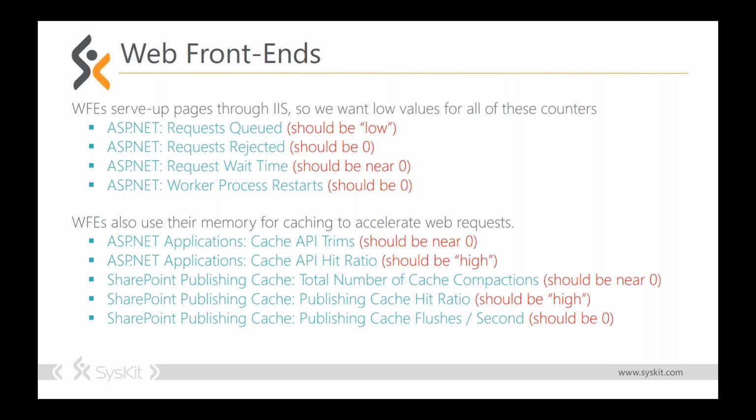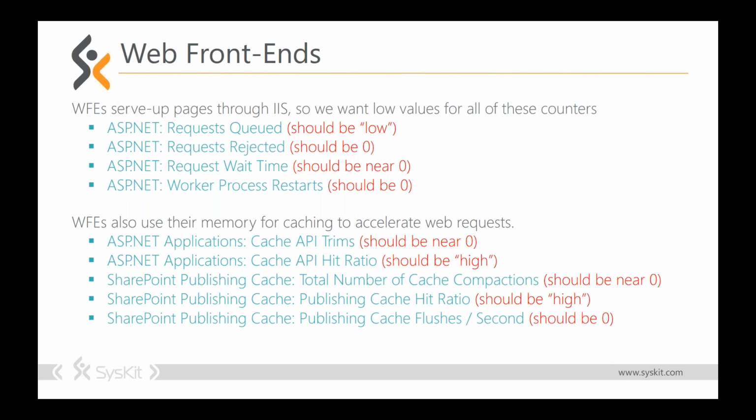But ASP.NET applications cache API trims and the cache API hit ratio. So we shouldn't be trimming the cache very often. That should be near 0, and our API hit ratio should remain high because naturally we want as much content as possible to be served out of the cache, so we're not doing real-time fetches from databases or other services.